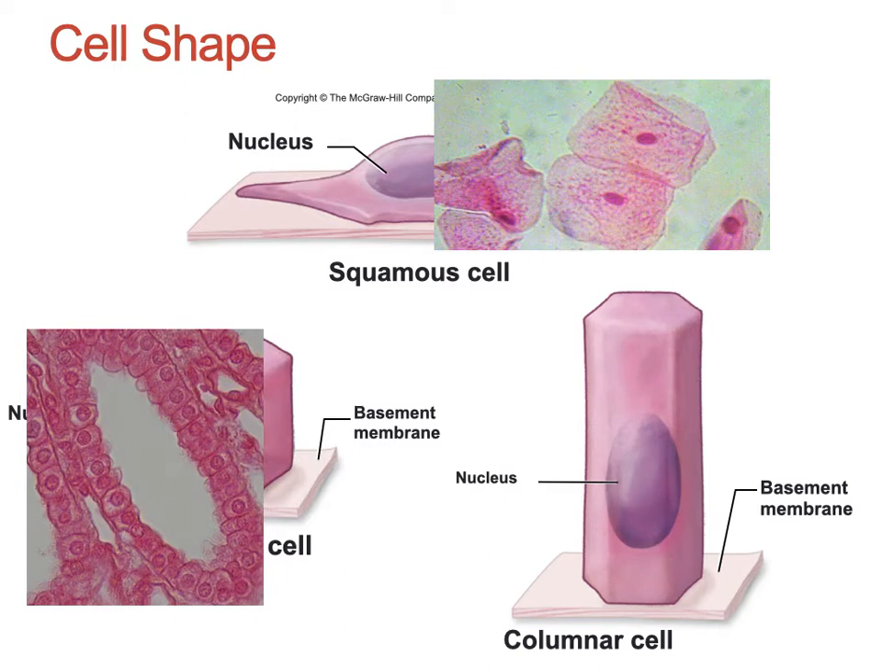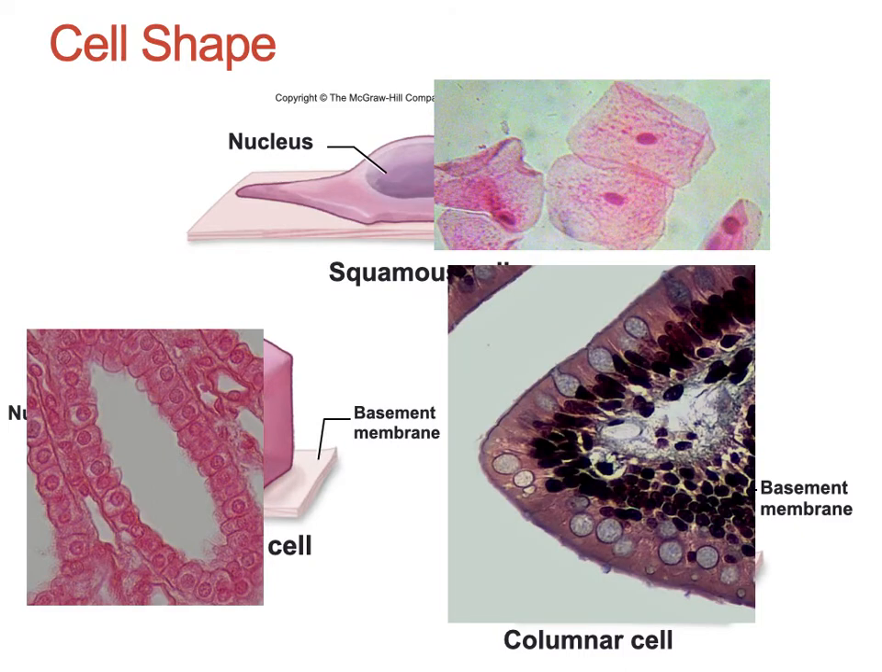Lastly, let's talk about columnar epithelial cells. These are elongated and column-shaped and have a height at least 4 times their width. The nuclei are going to appear elongated, and they are usually located near the base of the cells. Columnar epithelium forms the lining of the stomach and intestines. This is an image showing columnar cells lining a mammalian gut.